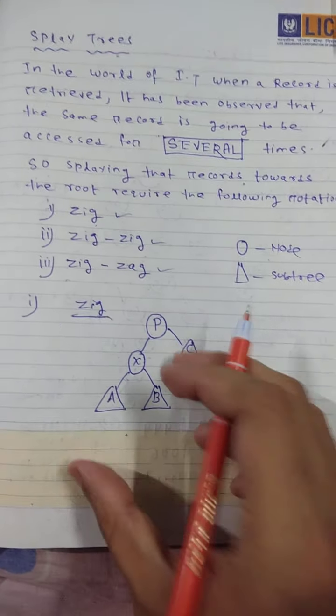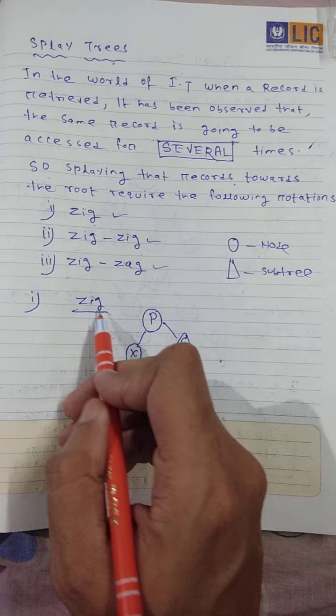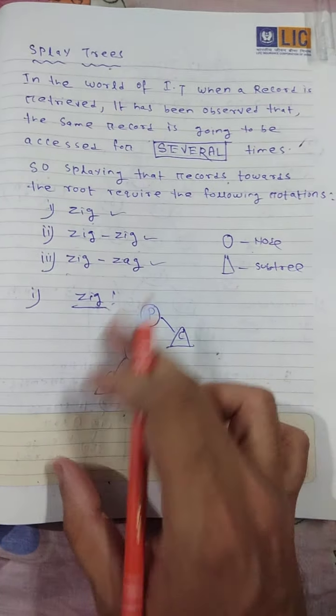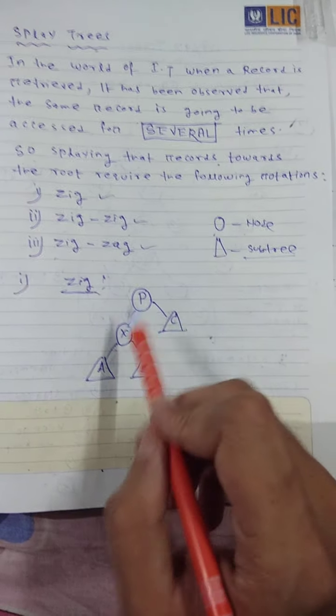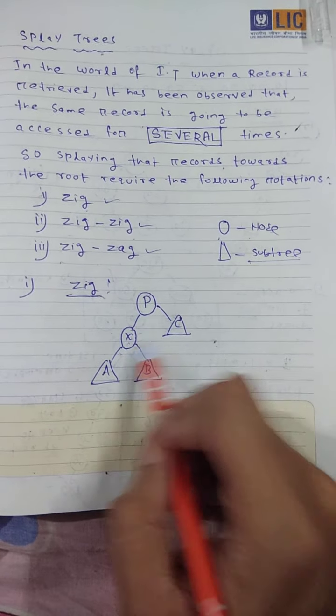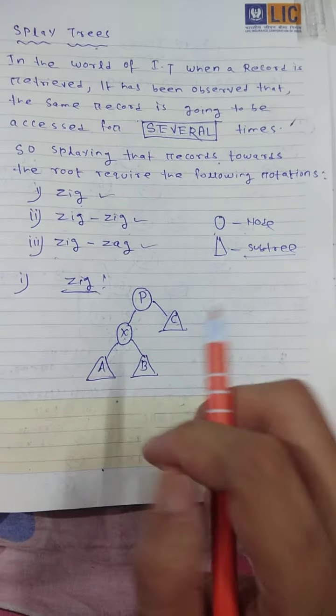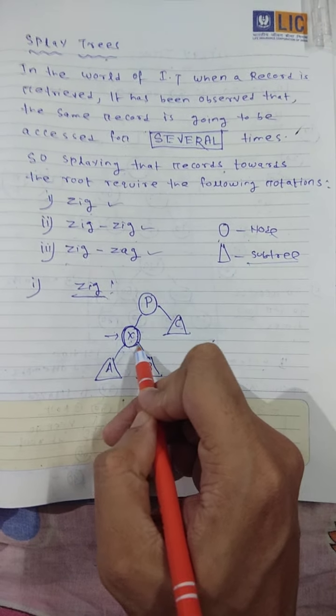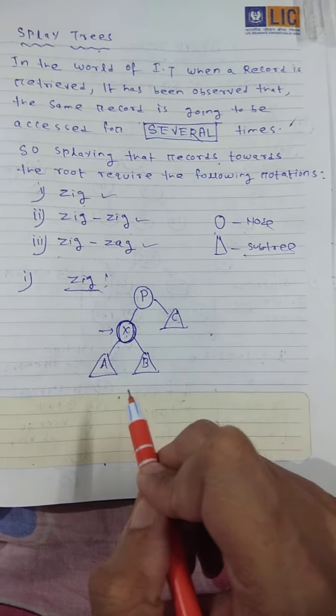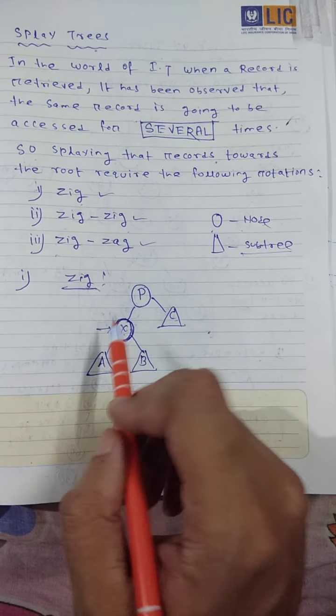Okay, so first see the zig rotations. In the zig rotation, suppose this is a tree, the circle is a node and this triangle is the subtree. Here, these are some nodes and these are some subtrees. Suppose this is our target record, and we need this record several number of times. So for that we need a zig rotation.